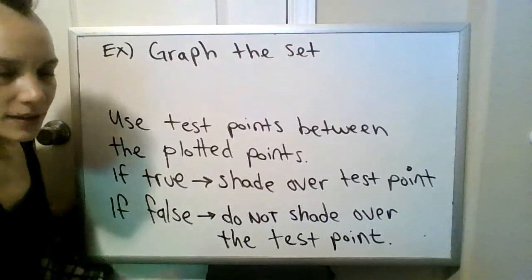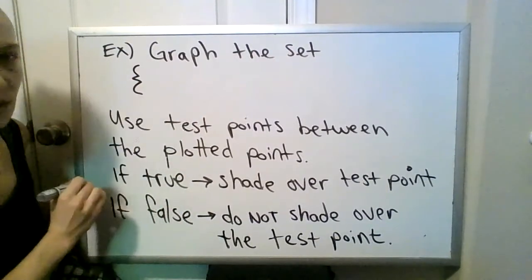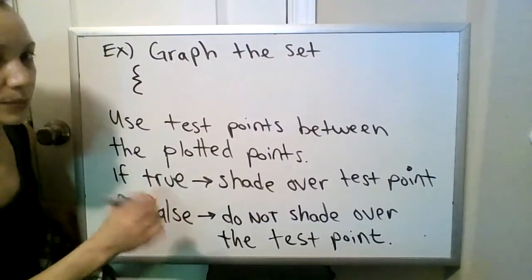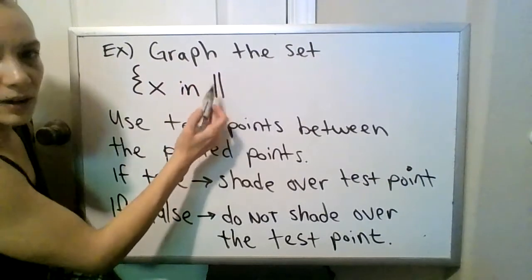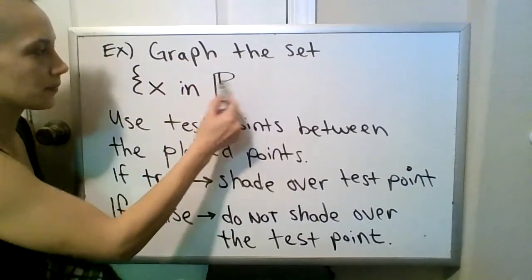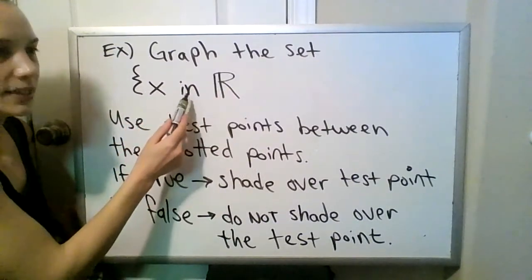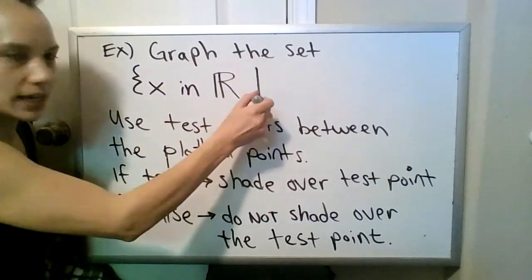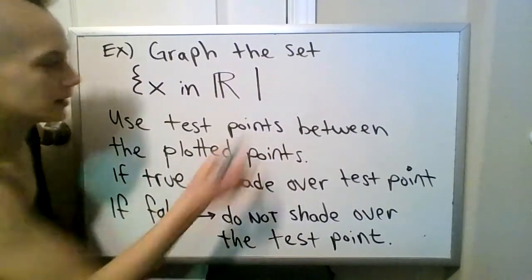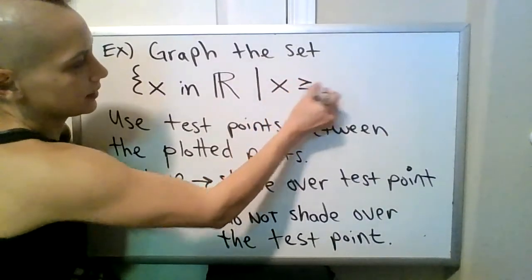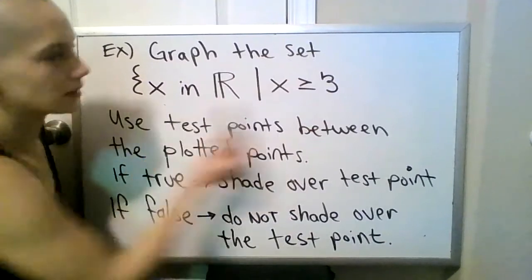Okay. Graph the set that's going to contain all x in R, the real numbers. So this double bar R is all real numbers. We've started a set. This is our variable. It's some real number such that x is greater than or equal to 3. And then there's another curly bracket to close the set.